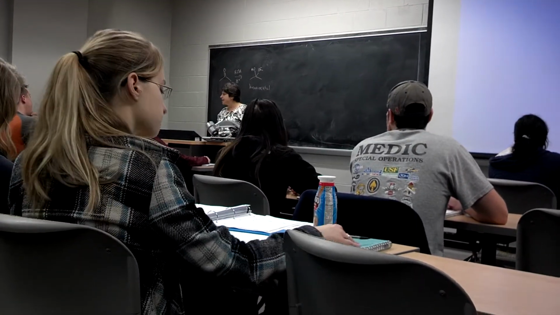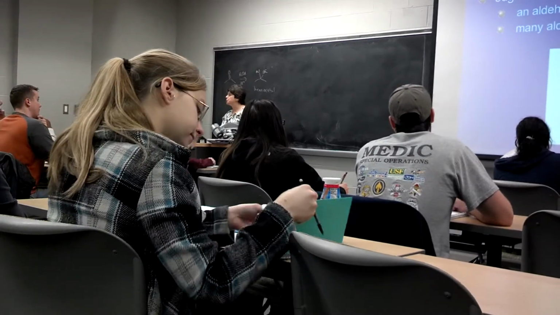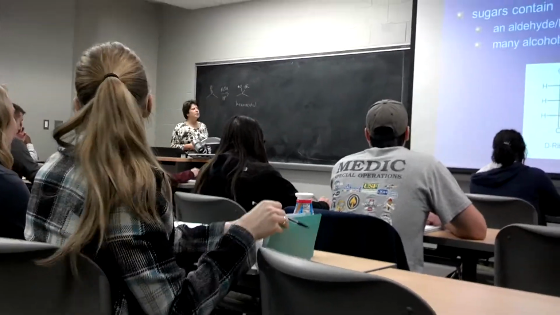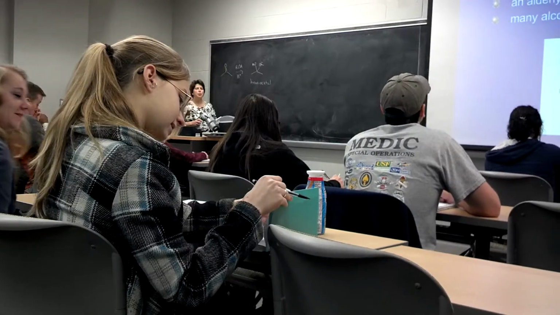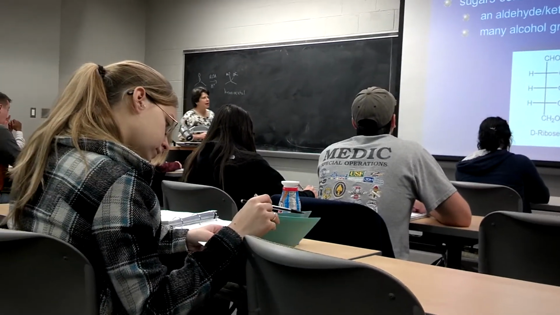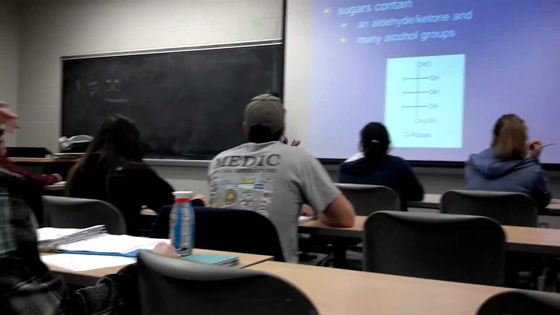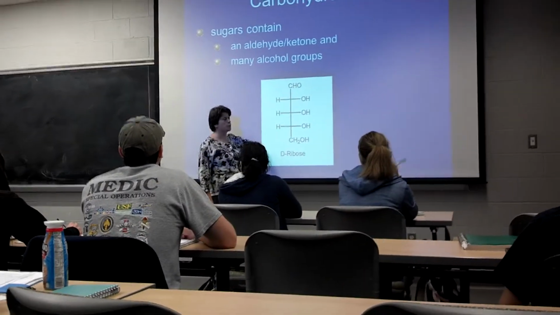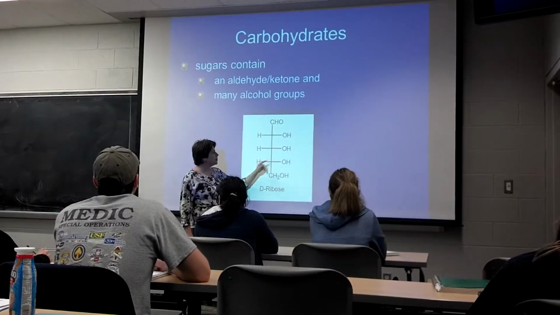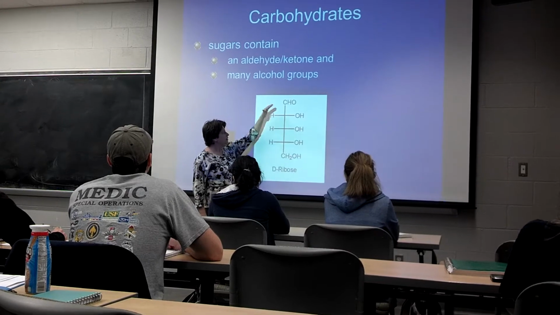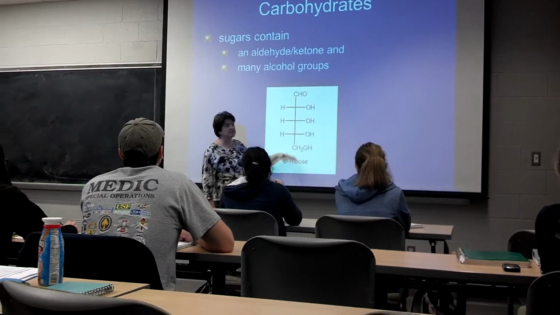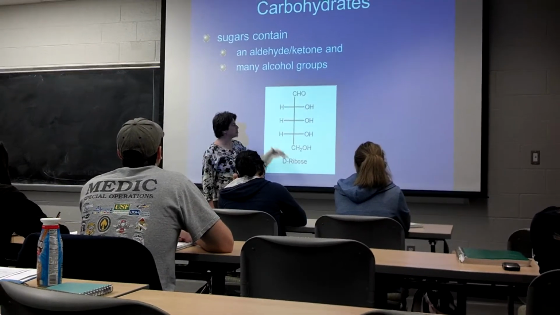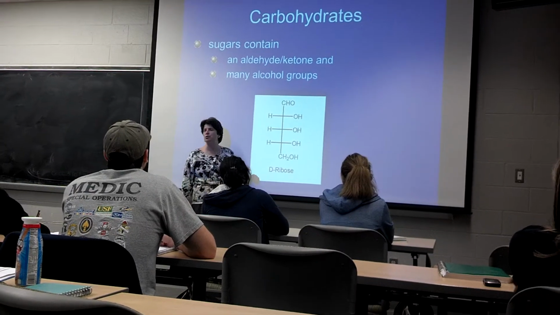So we had started yesterday by introducing carbohydrates to you, and this was an example of a sugar. This is D-ribose. D-ribose has all the typical components of a carbohydrate. It has the aldehyde group at one end of the chain, and every other carbon has an OH group. There's a particular stereochemistry. This, of course, is a Fischer projection, and the Fischer projection indicates a particular stereochemistry.